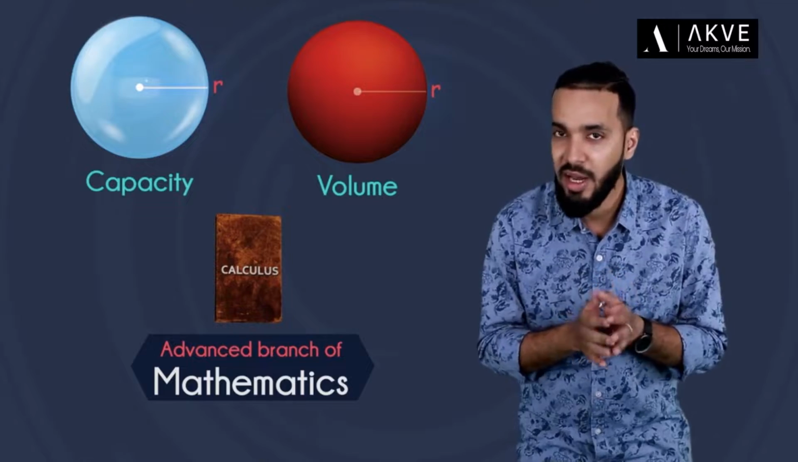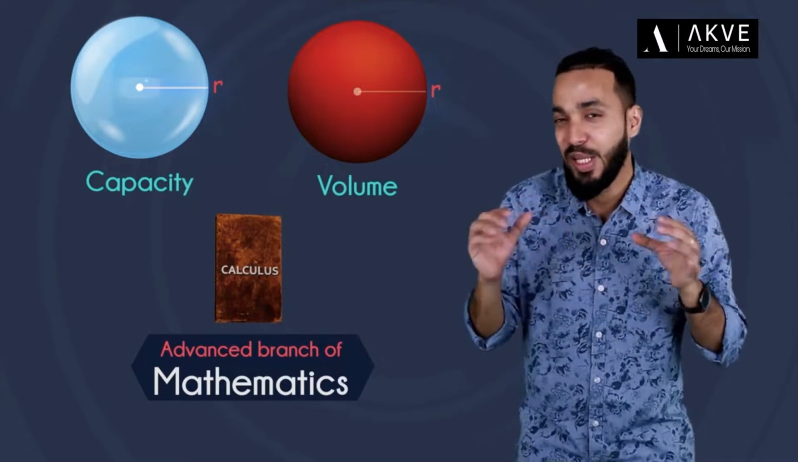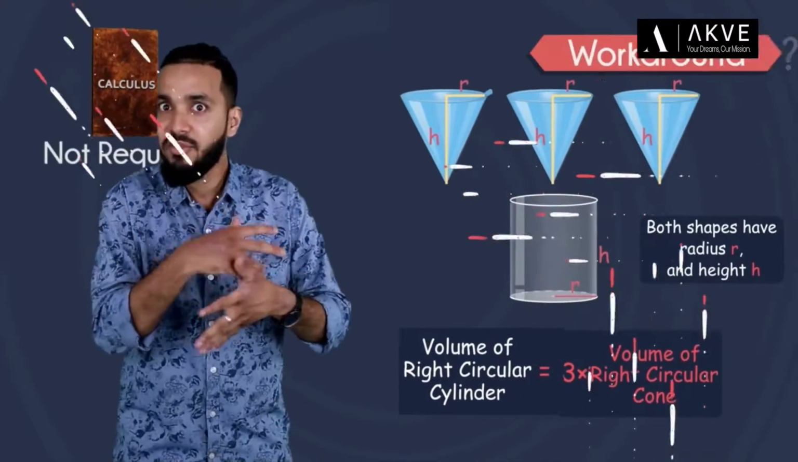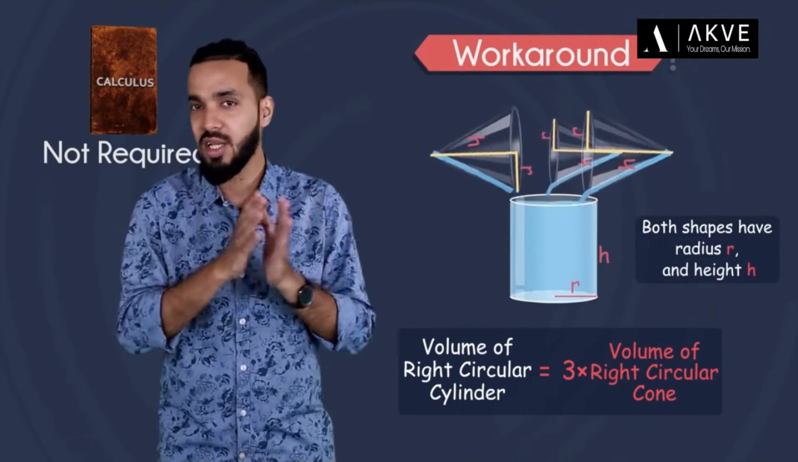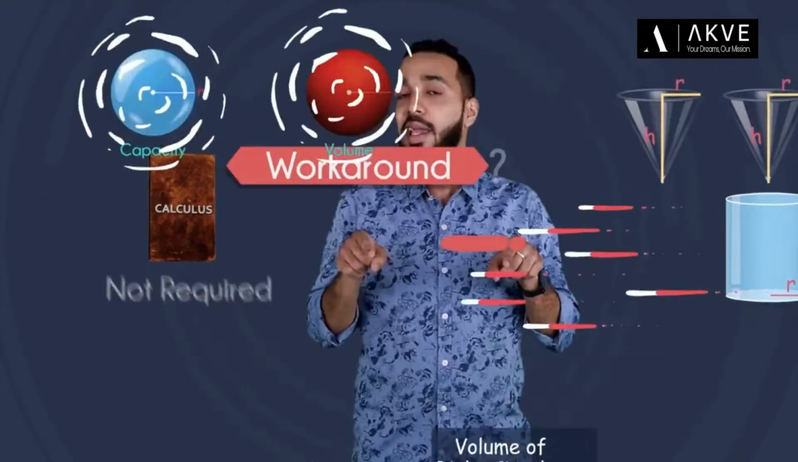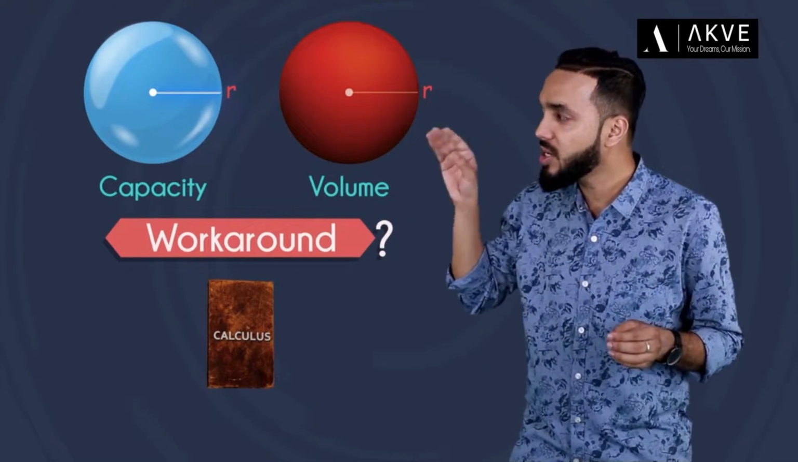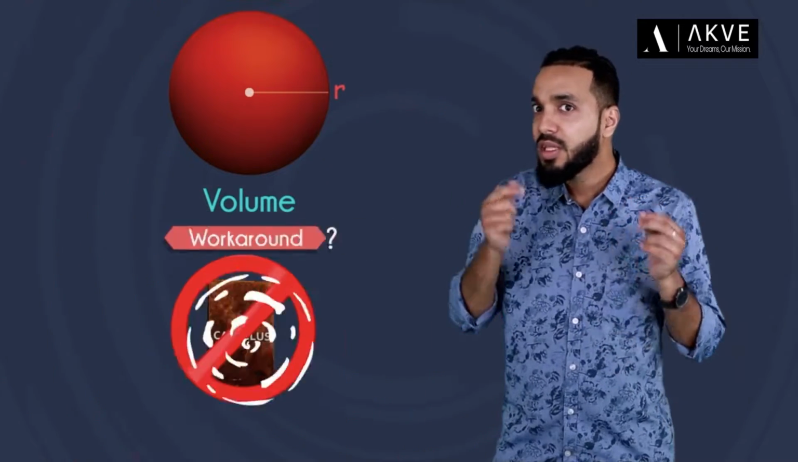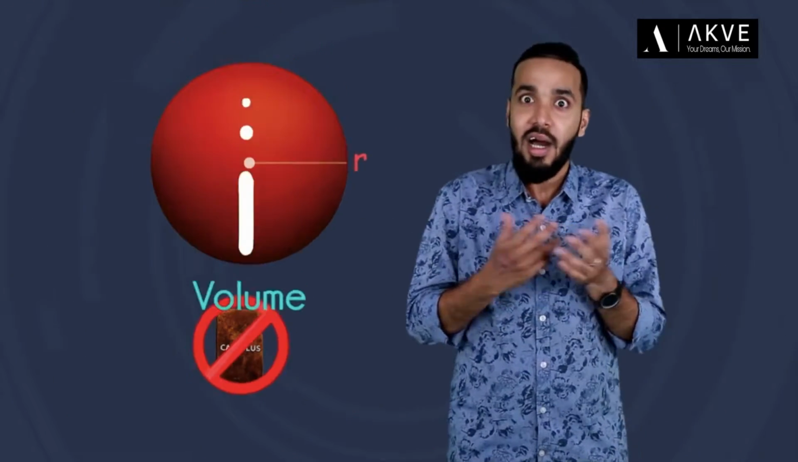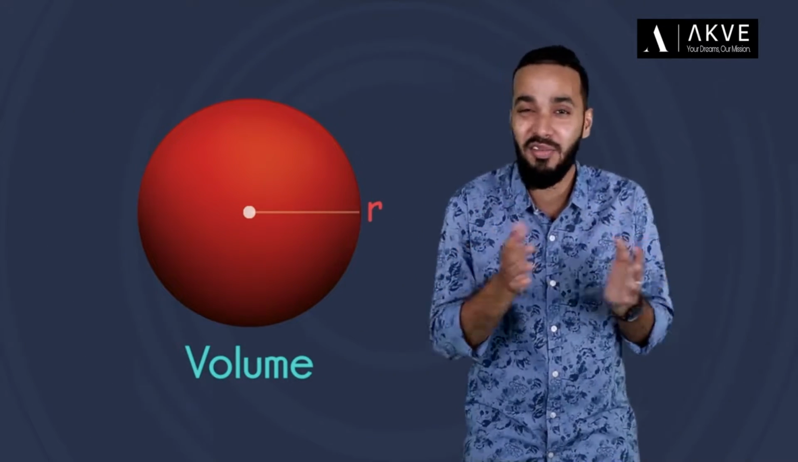Now, so far, we have somehow managed to dodge the use of calculus and have figured out workarounds to understand the surface area and volume of certain 3D shapes. But is there a workaround for spheres too? Can we find the volume of a sphere without using calculus? Of course we can. That's what I'm here for.